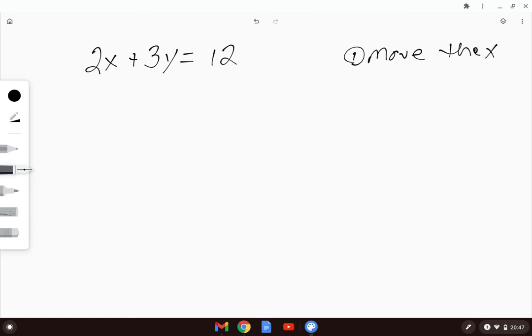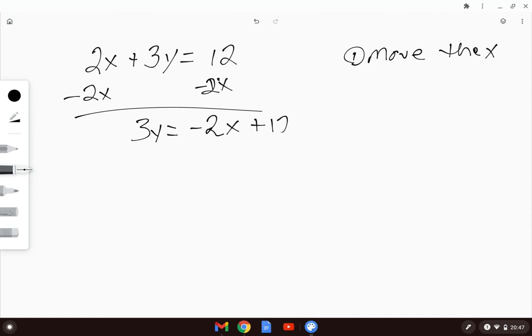All right. So as I move my x, I need to remember that I'm also changing the sign of that x because I do the opposite or the inverse operation. And I go ahead and put my x in the first place because when I put the x in the first place, that's going to help me write this into slope-intercept form.